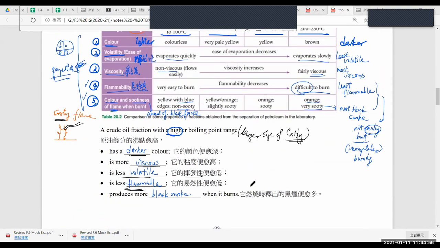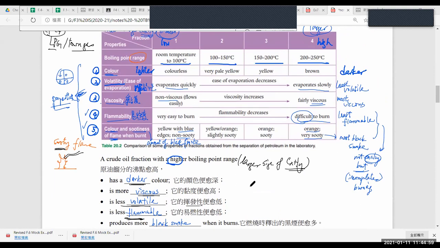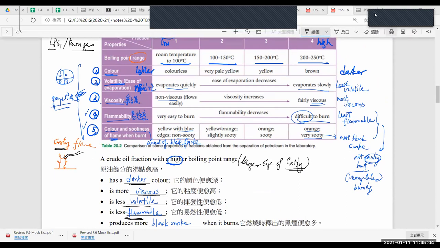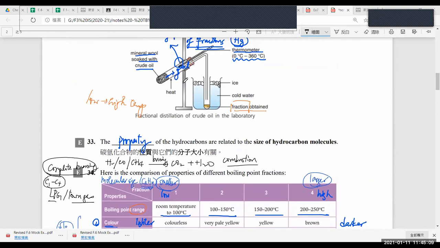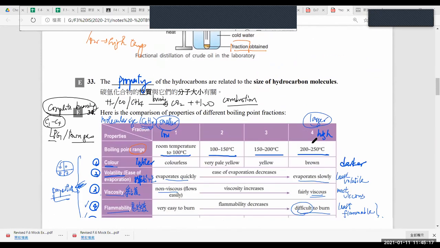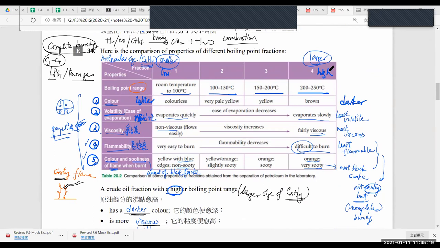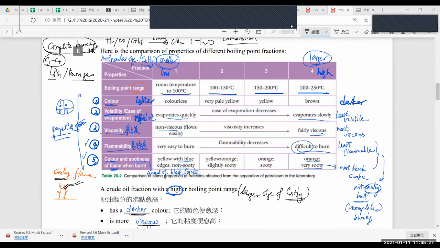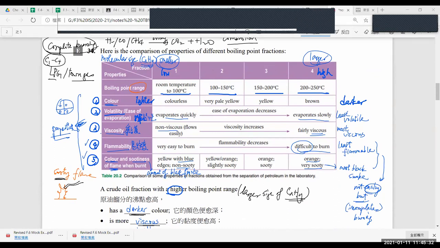Now, how about when you do it industrially? We have something more in detail, but not like this. This setup is too simple. We try to make it more sophisticated so that we can separate into a larger number of fractions. This time we just have four fractions only, but in the industrial sense, we have got more than four fractions.